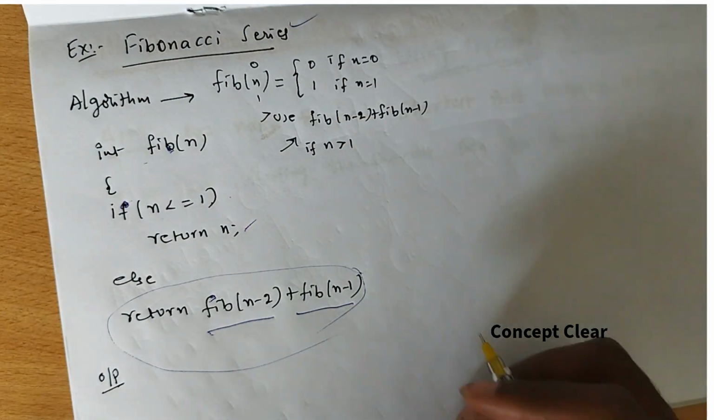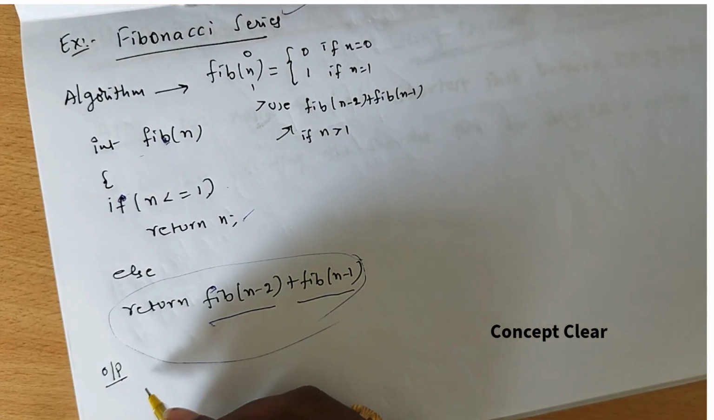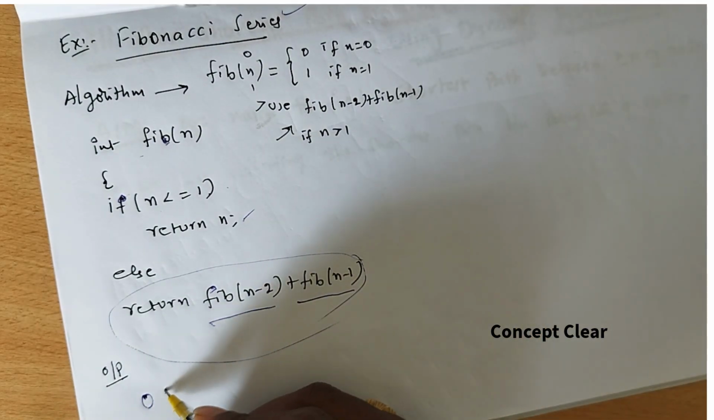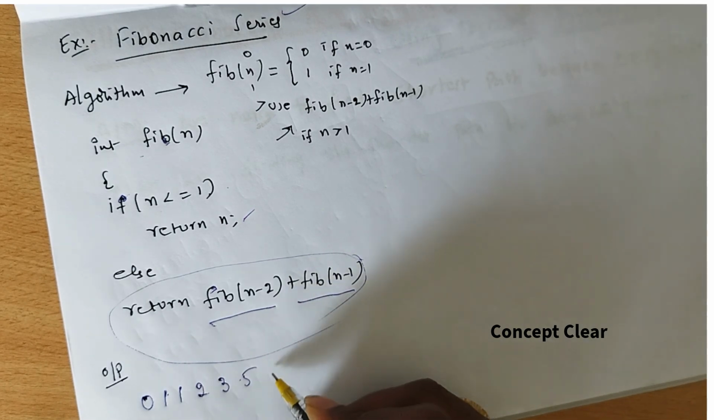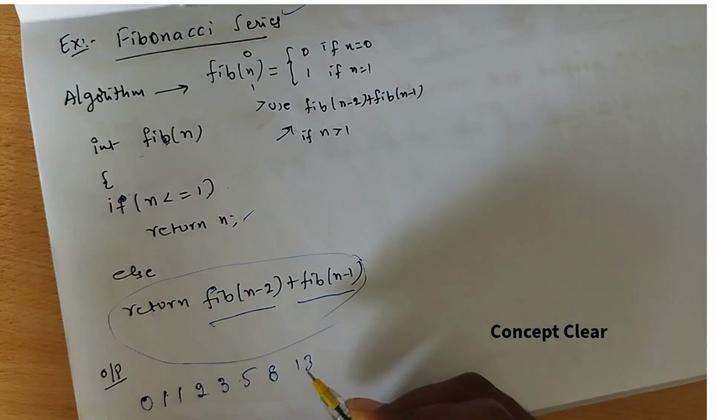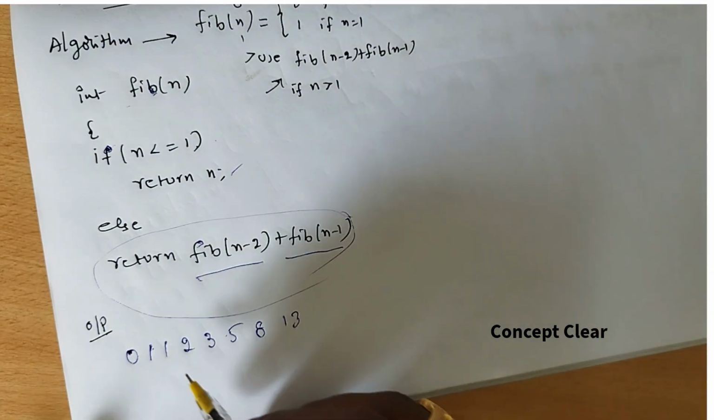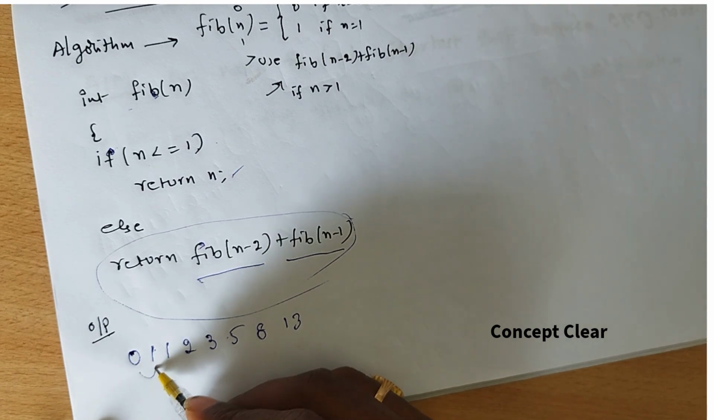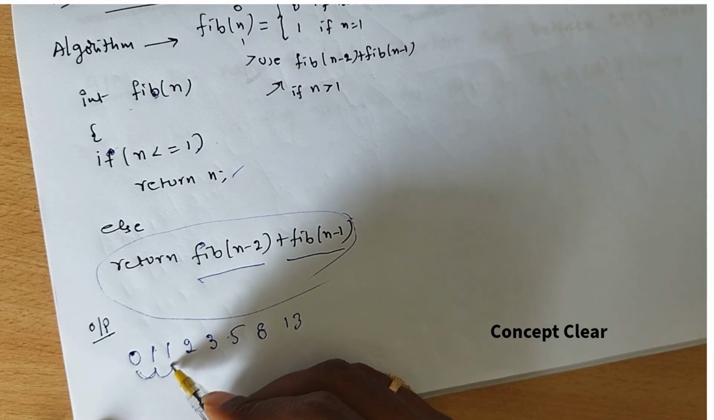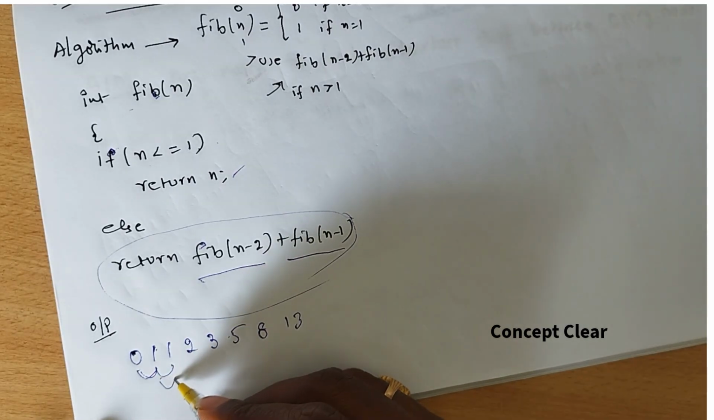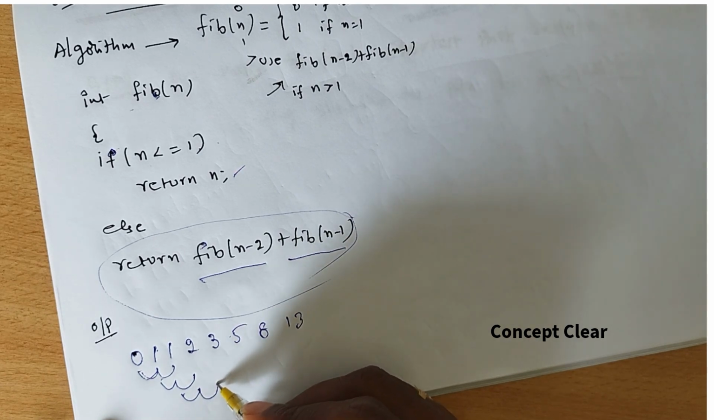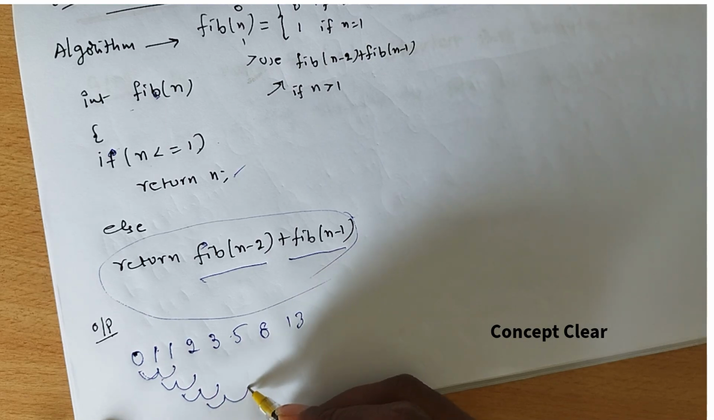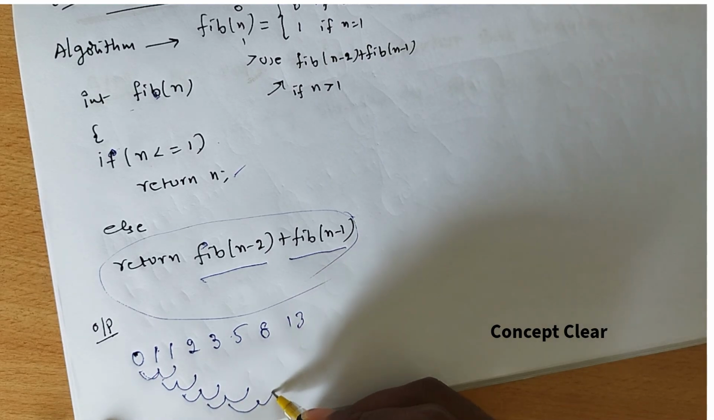First of all, what is the meaning of the Fibonacci series? The Fibonacci series means 0, 1, 1, 2, 3, 5, 8, 13. The Fibonacci series is nothing but the first value and second value added to get the next value. Again, the previous two values are added to get the next value. Again, if you add these two we get this one, and again, if you add these two, we get 8.